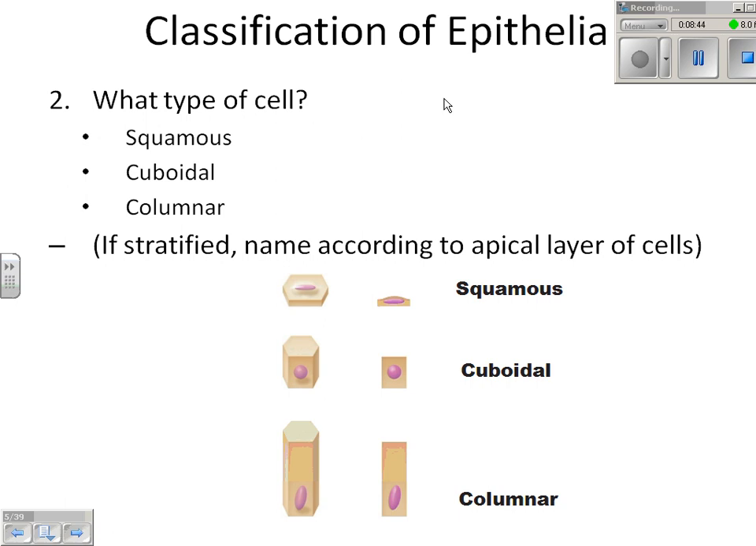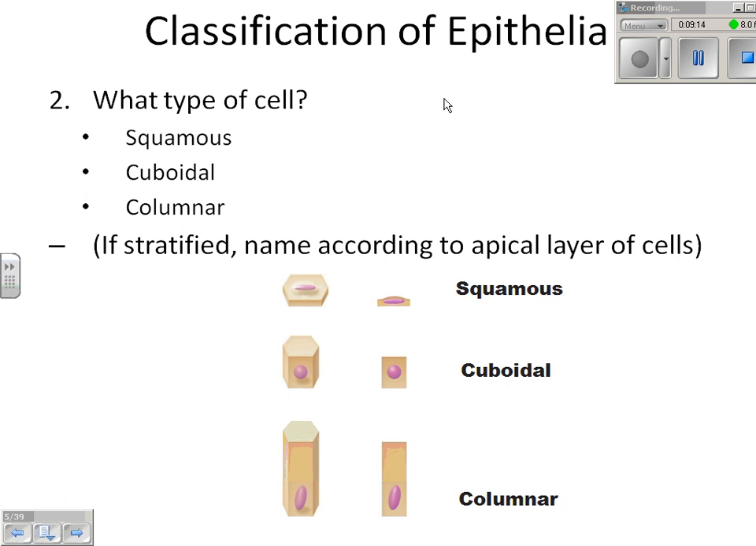They can be one of 3 types. They can either be squamous, cuboidal, or columnar. Now, squamous cells typically look kind of flattened out like a pancake. Look at the nucleus also. So when you're identifying the cells, you can look at the outer boundary of the cell as well as the nucleus. So looking at squamous, we have a pancake-shaped nucleus and a pancake-shaped cell with a hexagonal shape.